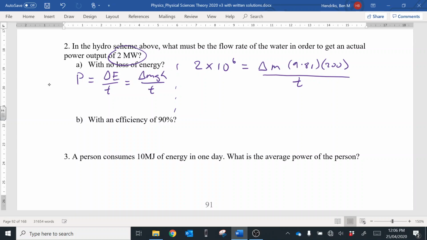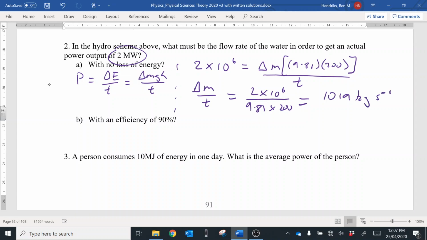So I'm going to divide both sides by this one here, so we end up with the change in flow, change in kilograms per second, is equal to 2 times 10 to the 6 divided by 9.81 times 200, and that is equal to 1019 kilograms per second.